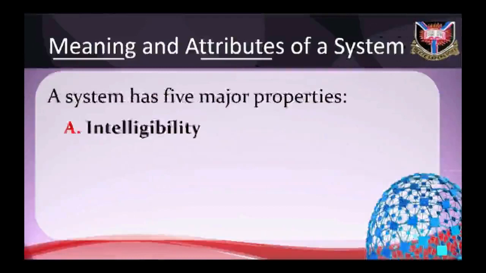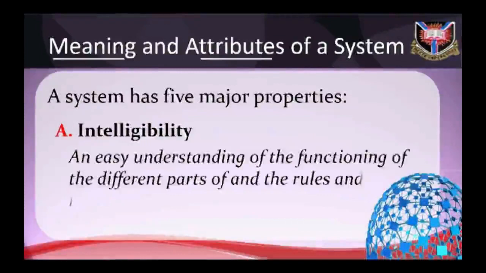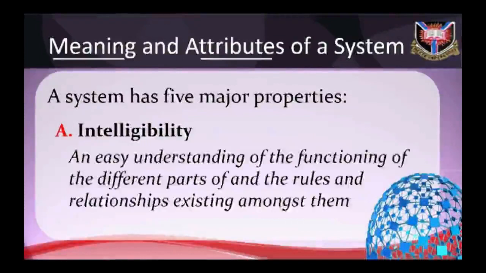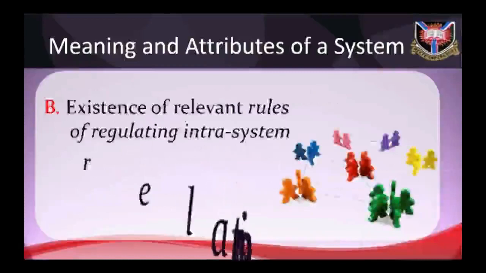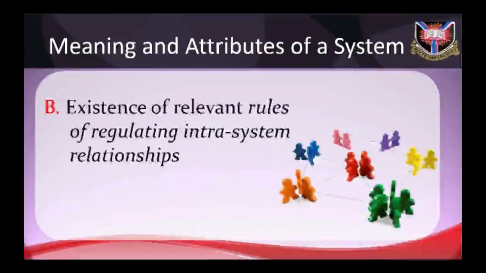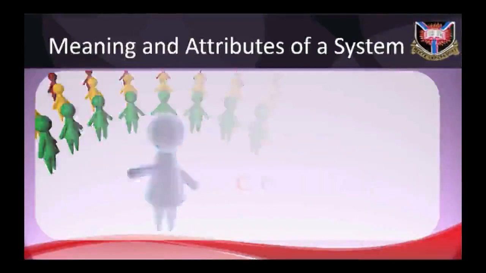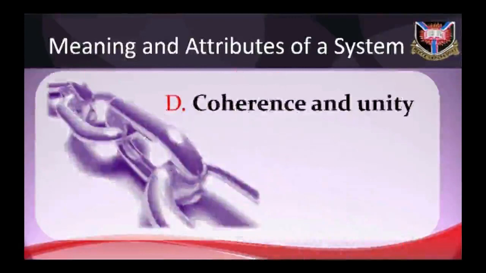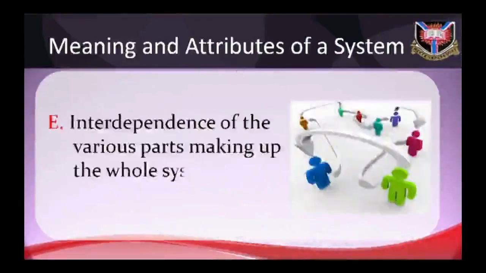A. Intelligibility, that is, easy understanding of the functioning of the different parts of and the rules and relationships existing amongst them. B. Existence of relevant rules of regulating intrasystem relationships. C. Orderliness. D. Coherence and unity. E. Interdependence of the various parts making up the whole system.